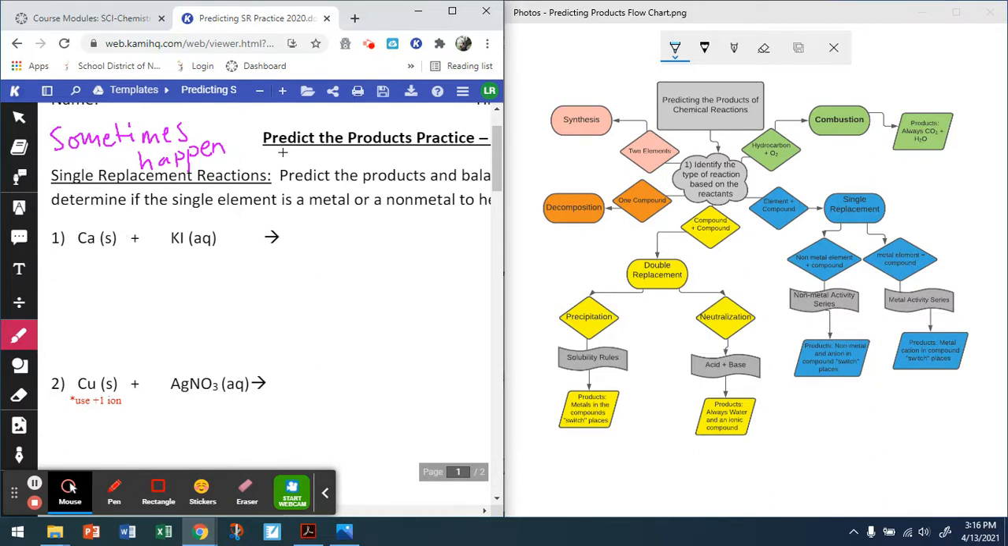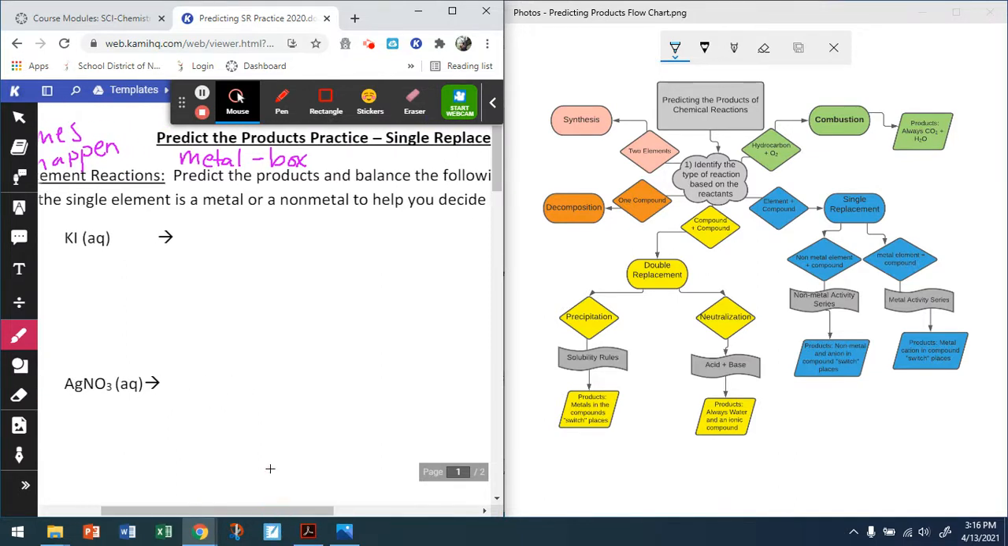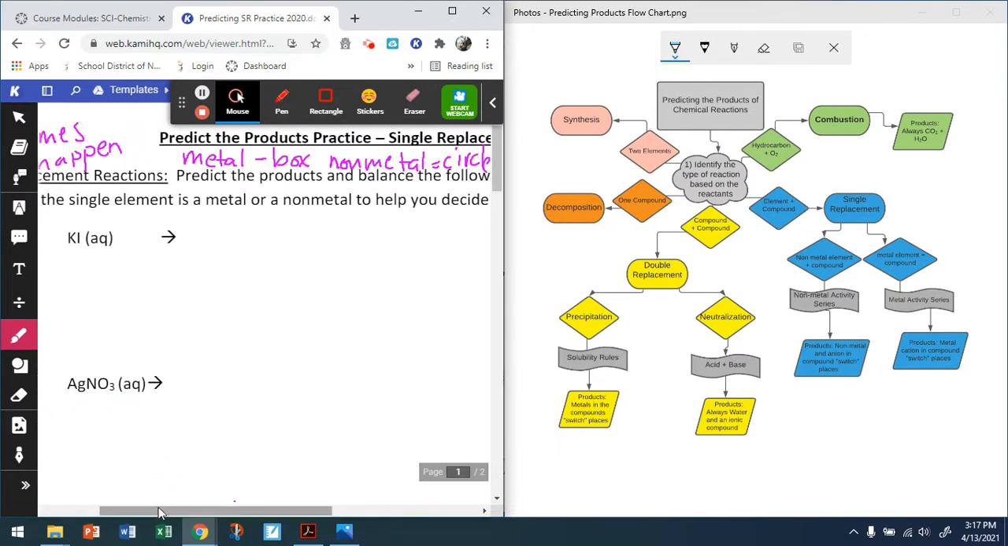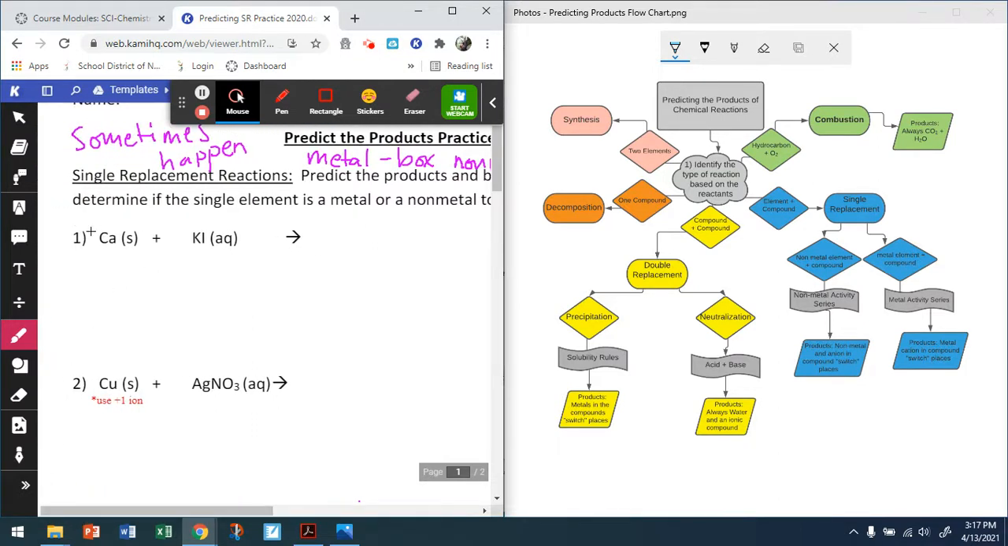What I'm going to have us do is, if it's a metal, I want us to put a box around it. And if it's a nonmetal, I want us to put a circle. Now, when you look at your periodic tables, you will notice that calcium is in column 2. So that makes it a metal. Group 2A is metals. Next, I'm going to go over to my compound and correctly box and circle my positive and negative ions. So in this case, the metal is the potassium and the iodine is the nonmetal.